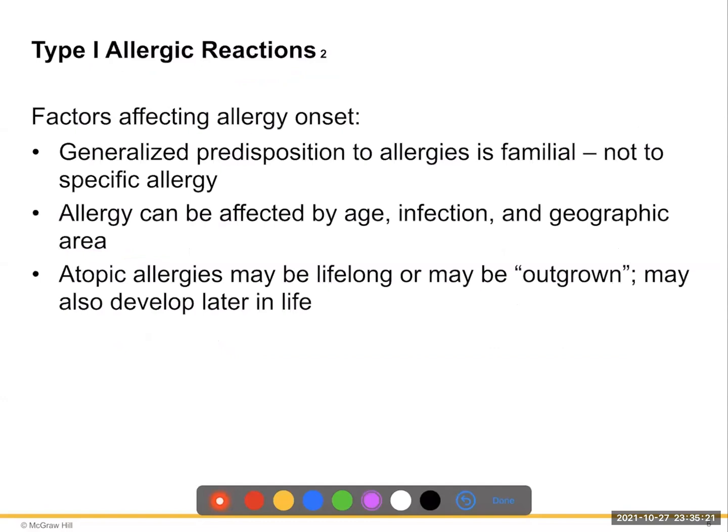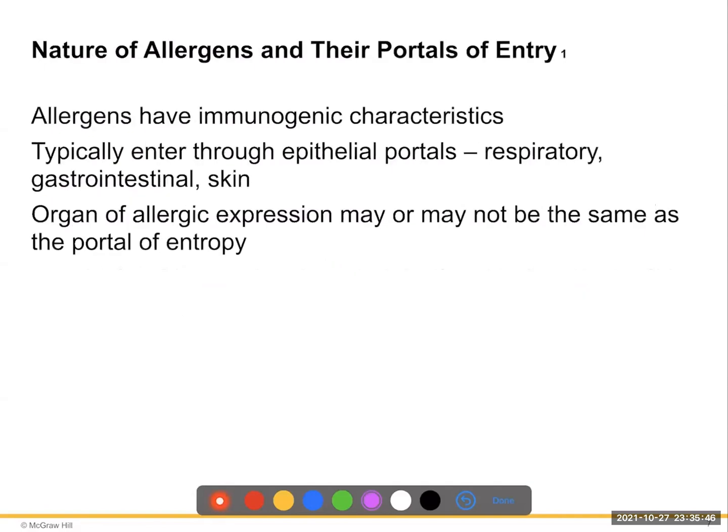Factors that affect allergy onset: a generalized predisposition to allergies is familial, not to specific allergies, passed down through generations. Allergy can be affected by age, as T cells and B cells get older, by infection, or by the geographic area where you are. Atopic allergies may be lifelong or may be outgrown. They also can develop later in life. You can develop allergies to certain things.